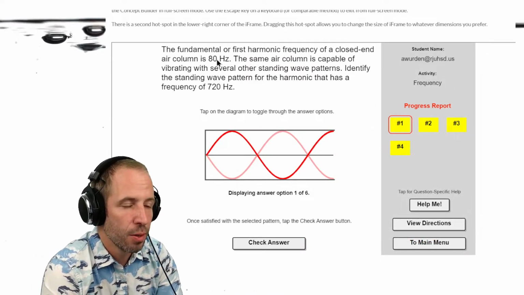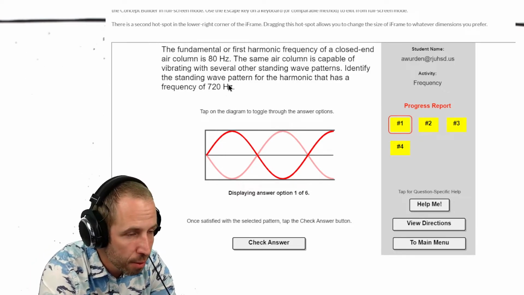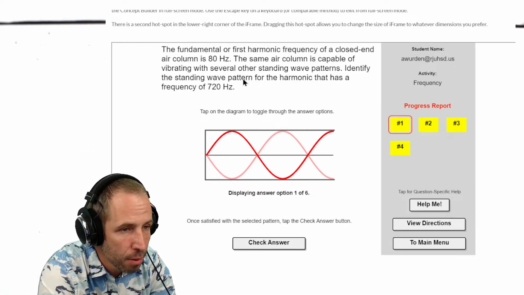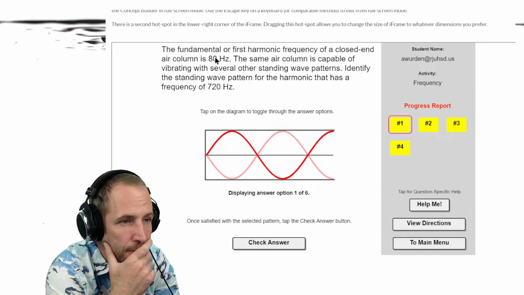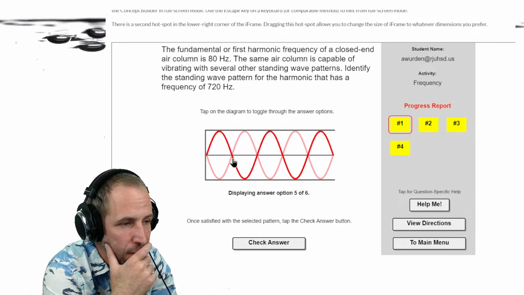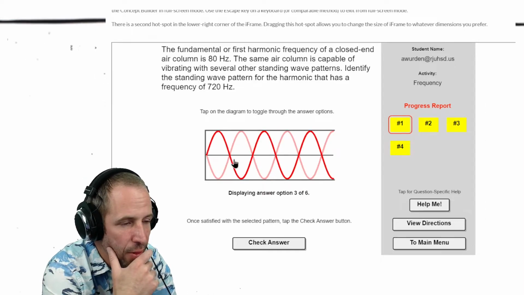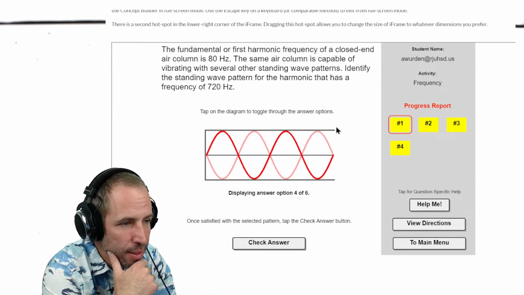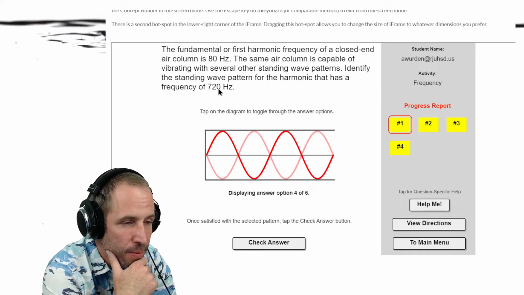Okay, so 1/4 wavelength equals 80. So when this whole thing is filled up, they didn't even show us that one. So 1/4 gets us to 80. What multiple of that is this? That's 9 times 80 makes 720, right? So we're looking for the 9th harmonic.